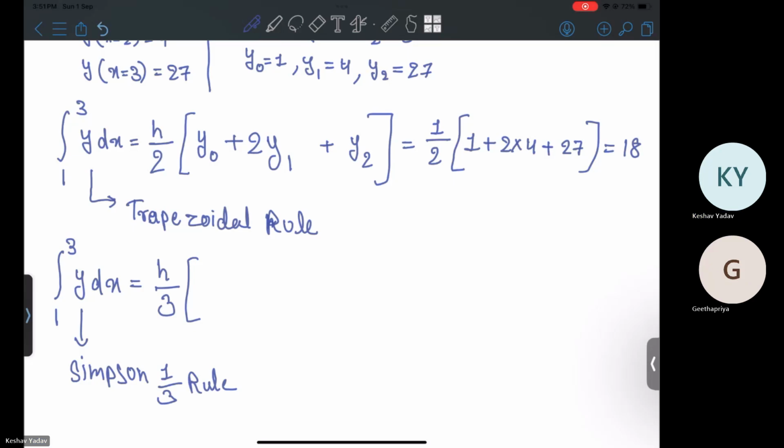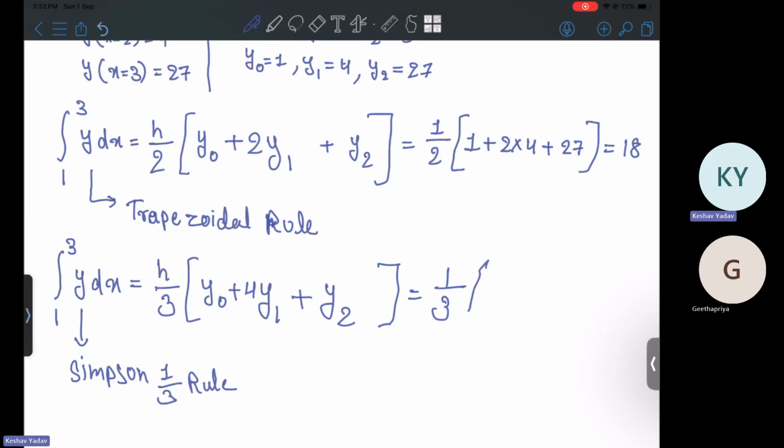h by 3, first term y0 plus last term y2, plus the odd term will be multiplied by 4 and the even term will be multiplied by 2. But here we do not have any even term, so it will be directly y2. What will be the value? h is 1, so 1 by 3, 1 plus 4 multiplied by 4 plus 27. So that comes to 44, so it will be 44 by 3.